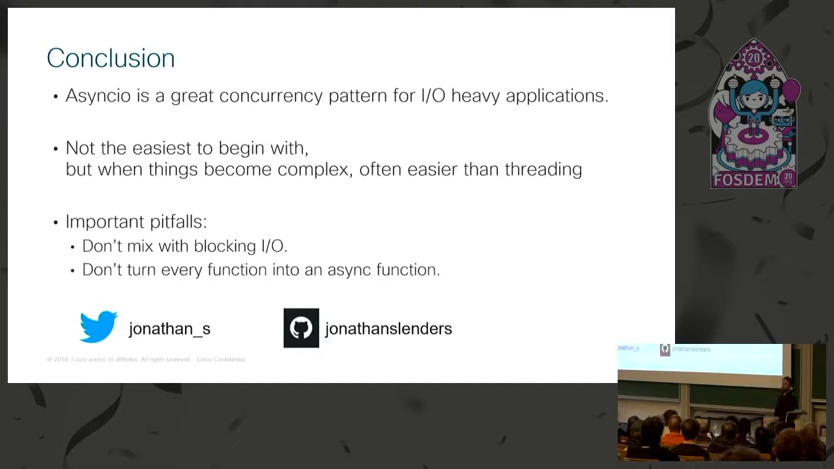So to conclude, async I/O is a pretty great concurrency pattern for I/O heavy applications. Not so much for CPU intensive applications, but if you're dealing with a lot of I/O and many connections, then async I/O is great. It's not the easiest to begin with, honestly, but very often when things become more complex, it is much easier than trying to get it right otherwise. And then the important pitfalls I would like you to remember: try not to mix async I/O code with blocking I/O unless you use an executor, and try not to turn every call into an async call. So that's what I have.